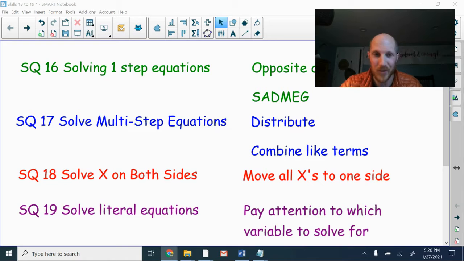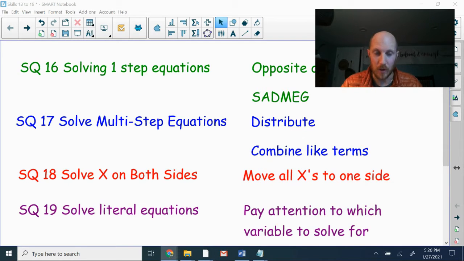So picking up at 16, which is solving one and two-step equations. Skill 17, solving multi-step equations. 18 is solving equations with x on both sides of the equal sign. And skill 19, solving literal equations. So the four skills we're going to look at all focused on solving for x.